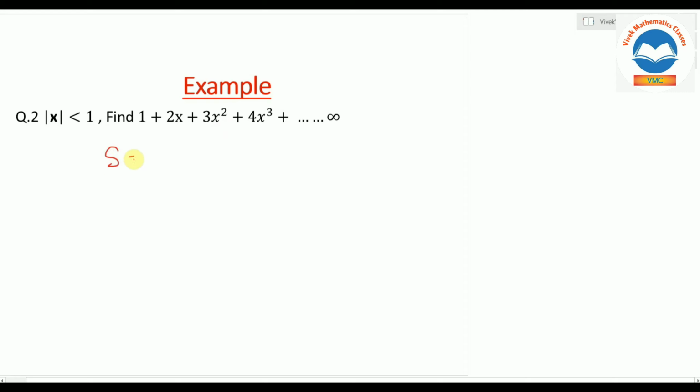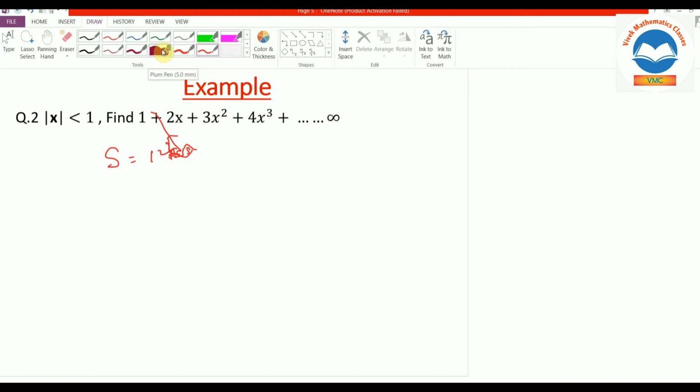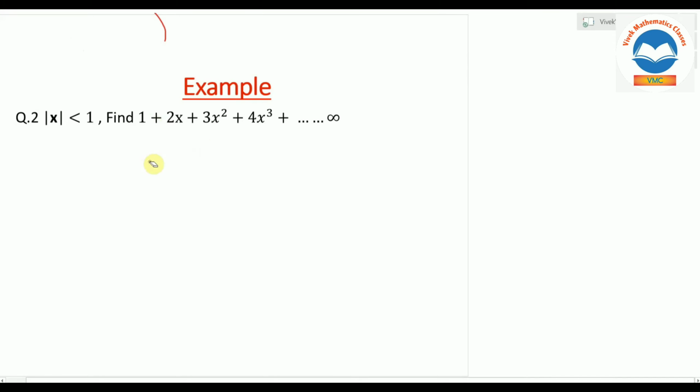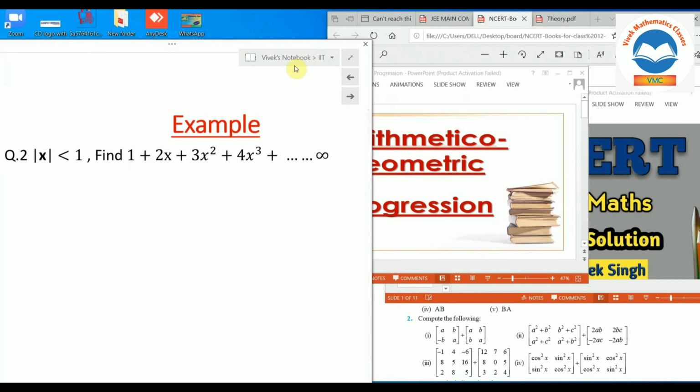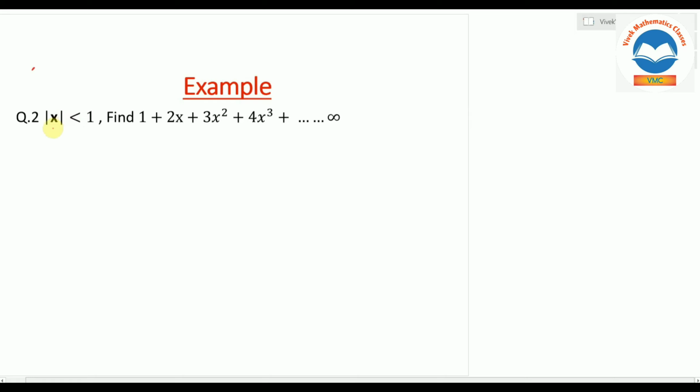Easy. Here what they have given? 1, 2, 3, 4 up to infinity, and the GP is what? 1, x, x square, x cube, like that. So I will write 1 plus 2x. Here they have given modulus of x is less than 1, which means x should vary from minus 1 to 1. So they are asking, find 1 plus 2x plus, we need to find the sum of all these terms.